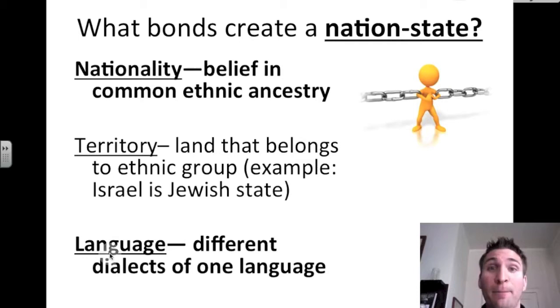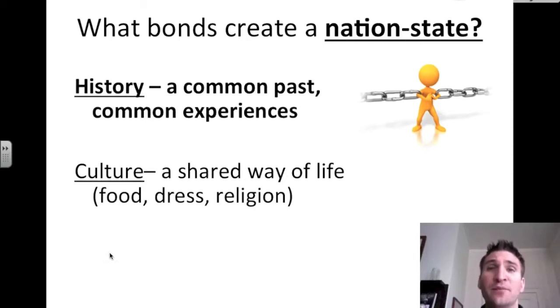Another thing that binds nation states together is language, having different dialects, but having one shared national language. Two other items that bond nation states together: history, a common past with common experiences. And lastly, culture, a shared way of life, whether that be food or dress or religion. These 5 items bind a nation state together.